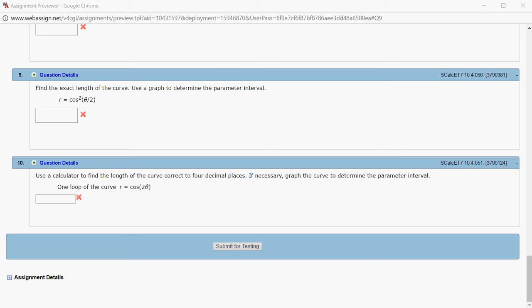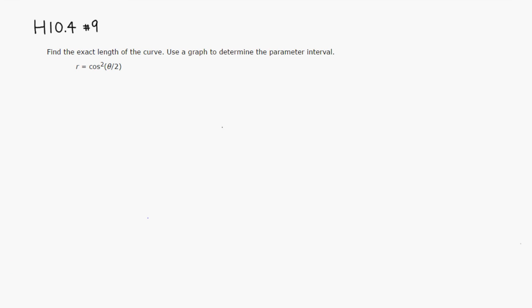Alright, let's look at homework 10.4, problem number 9. We want to find the arc length of the curve. First, I'm going to sketch this picture using GeoGebra.